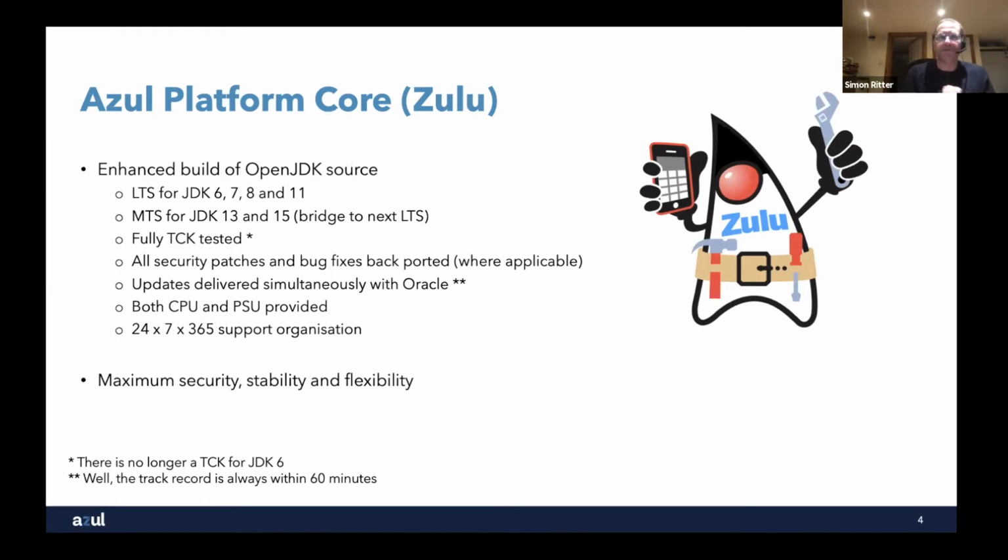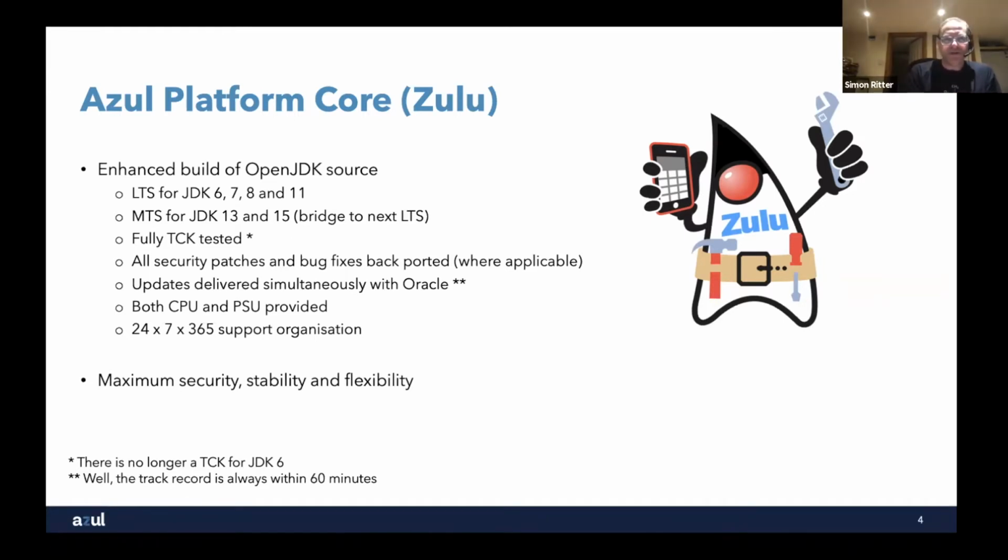And then we've introduced what we call medium-term support. We're doing that for JDK 13 and JDK 15, meaning we are still providing updates to those. And it's sort of a bridge to the next long-term support release. So you've got 18 months after JDK 17 comes out to migrate away from 15 to 17, for example.